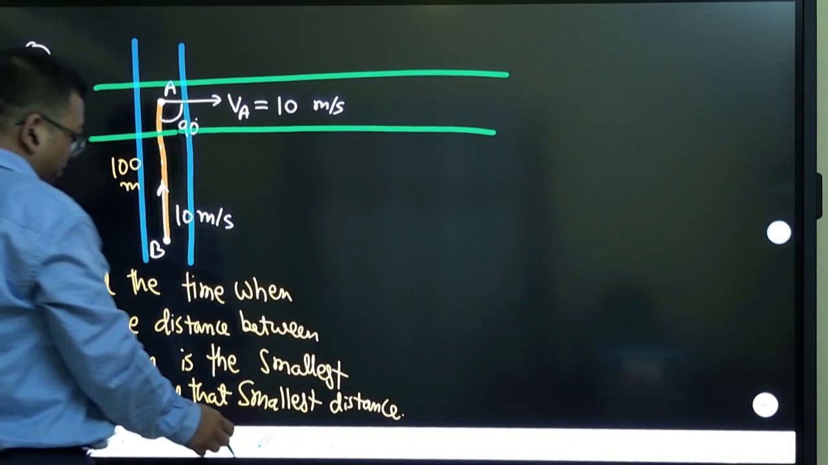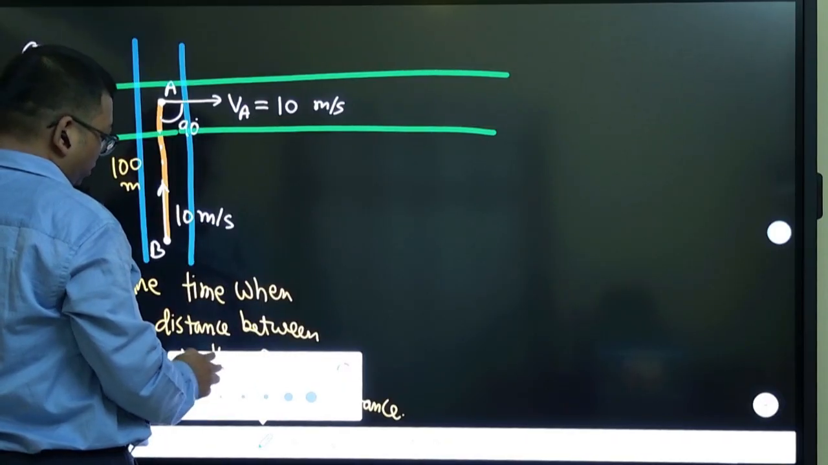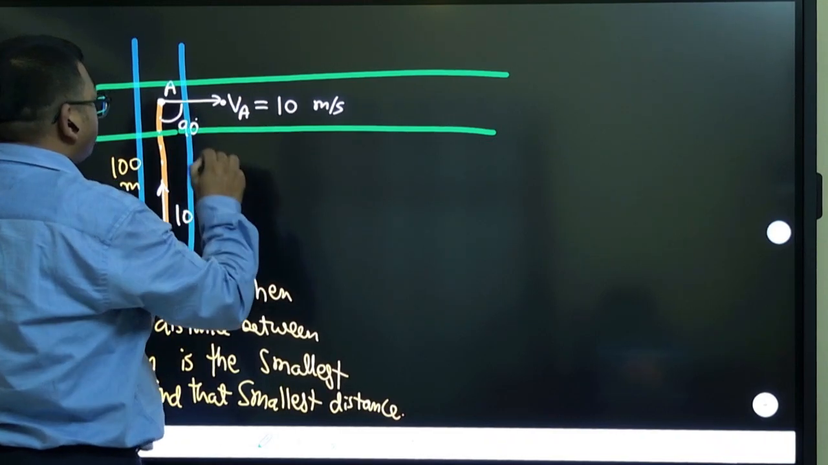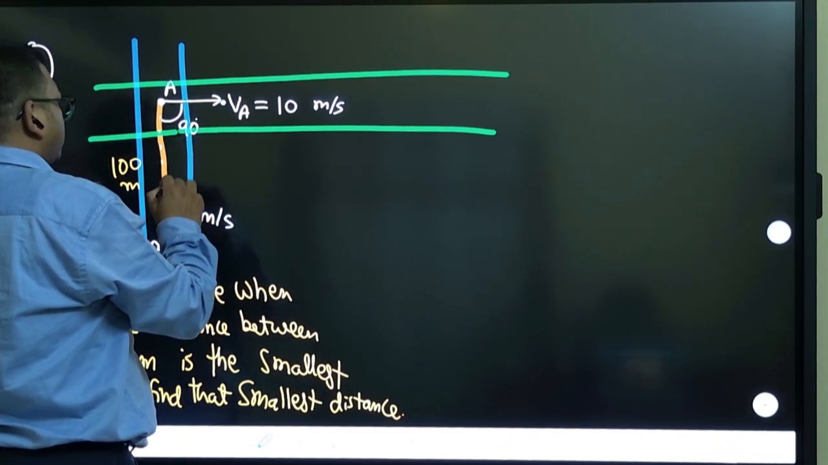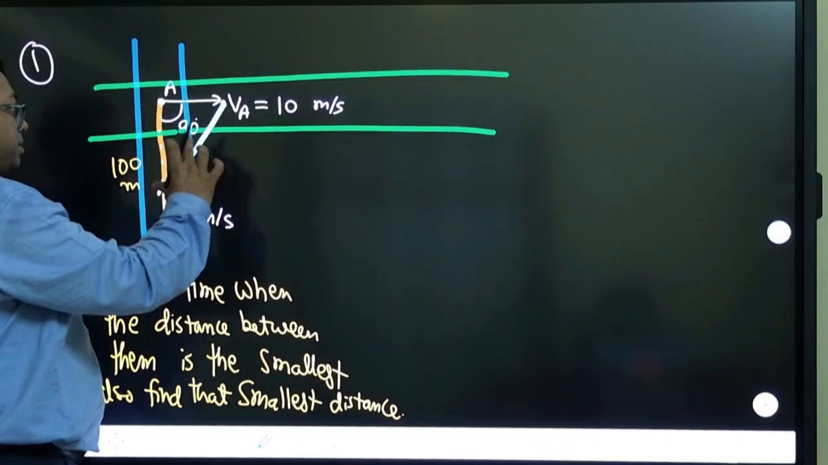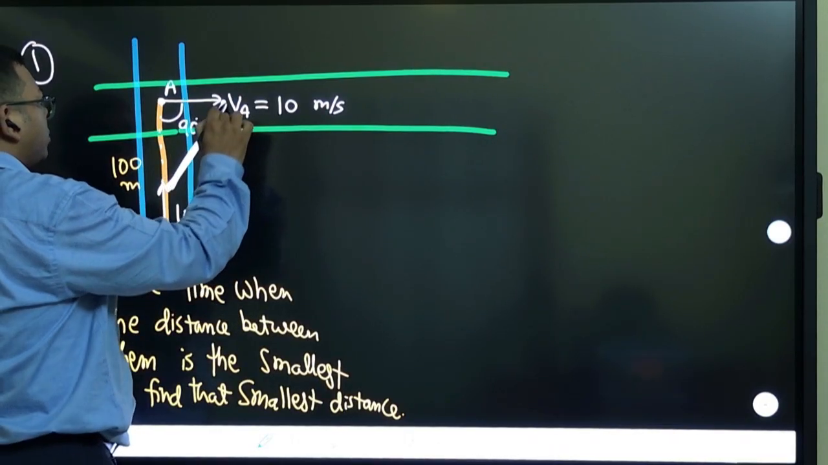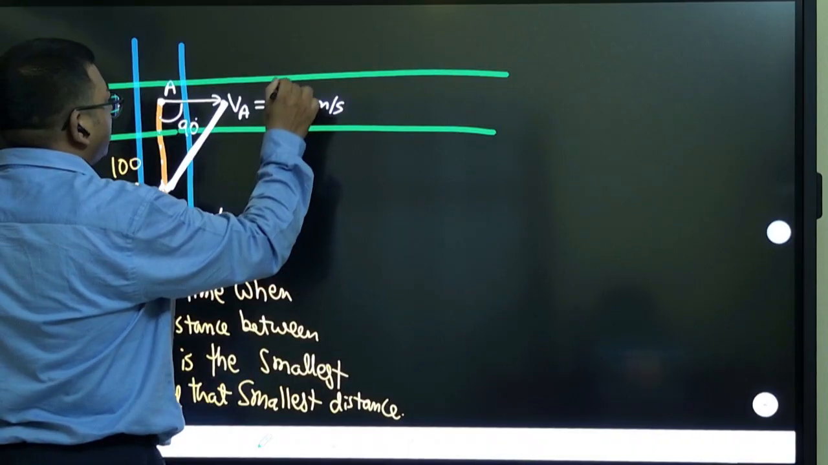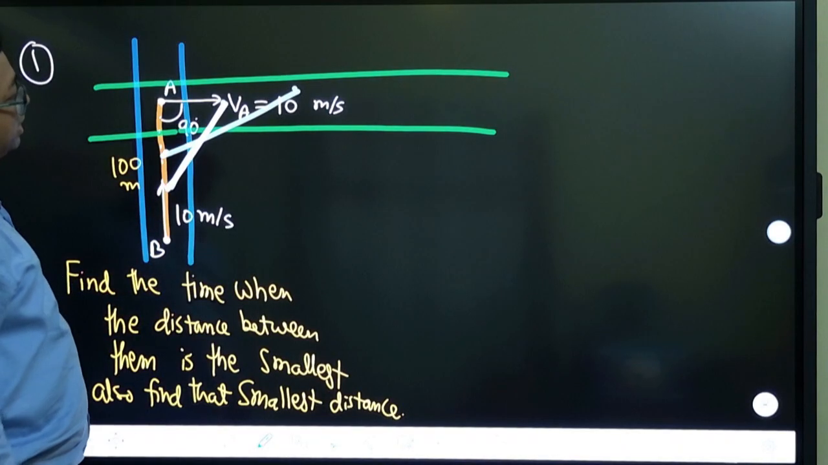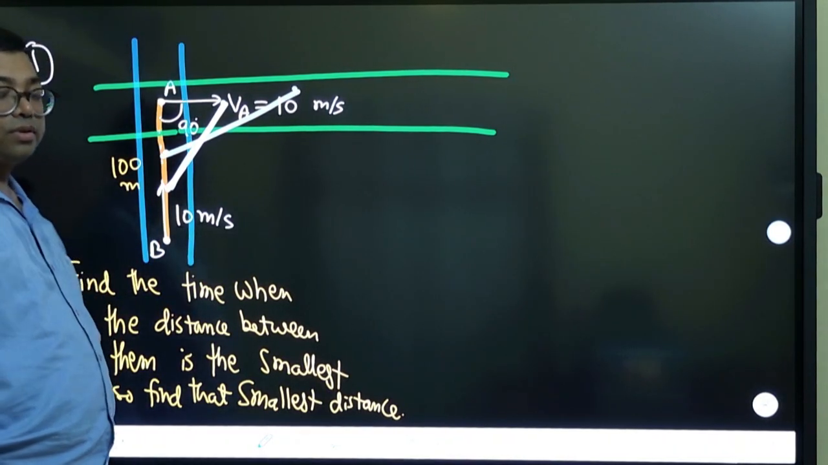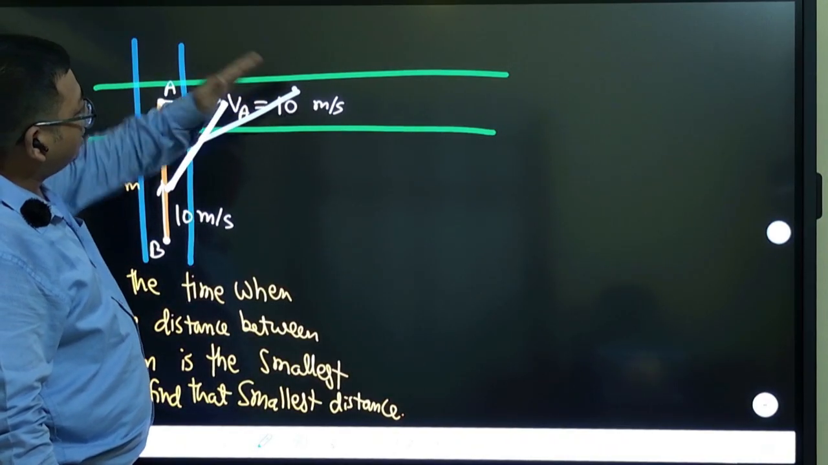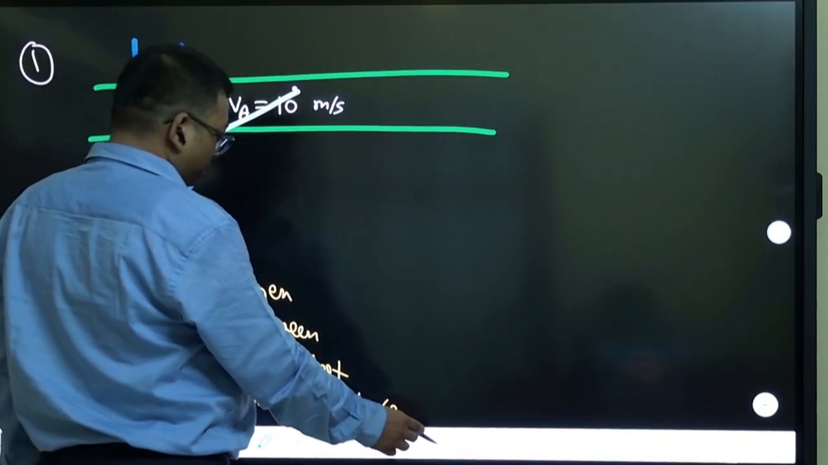After some time, what happens? A will come here, and B may come here after some time. Then their distance will be like this. Distance means the distance between them. After some time, A will come here, B will come here, and the distance will be like this. The distance will keep on changing between them. So initially the distance is this, then these distances will be changing like this. Now think what to do.